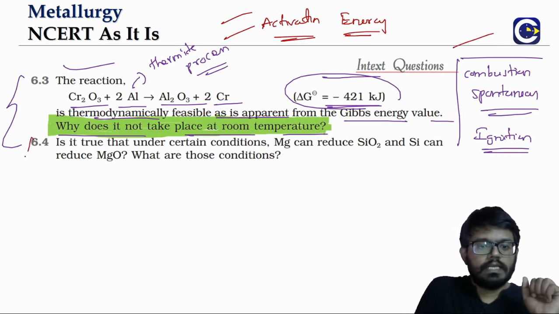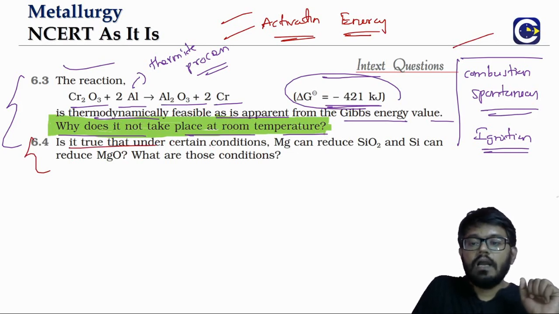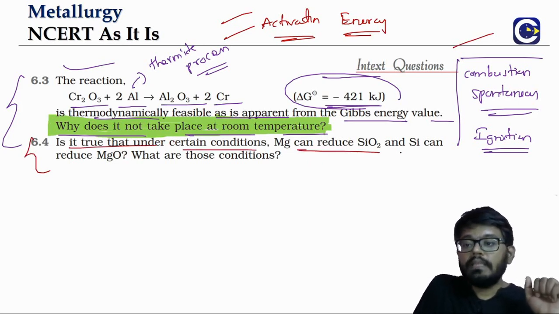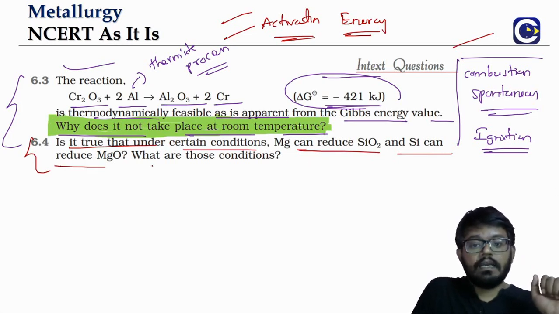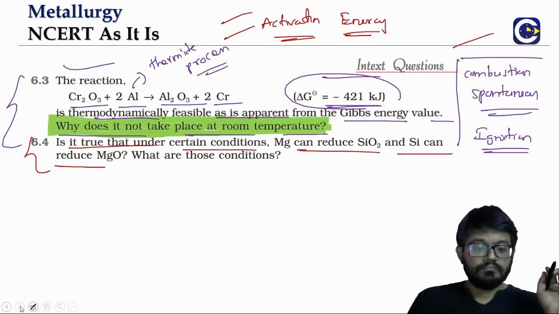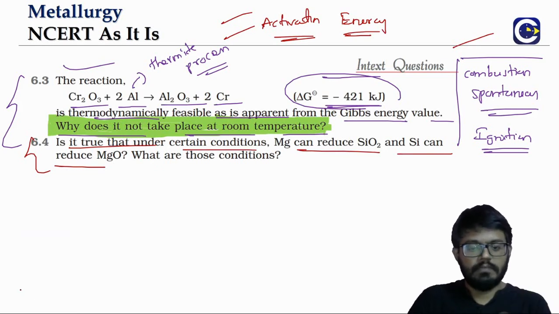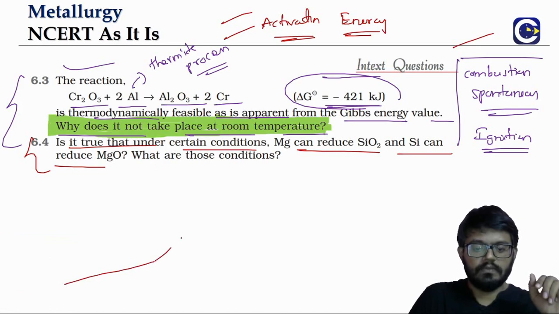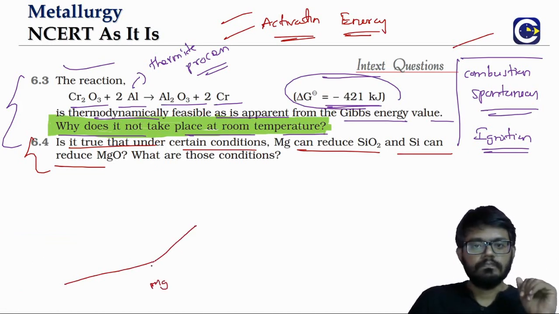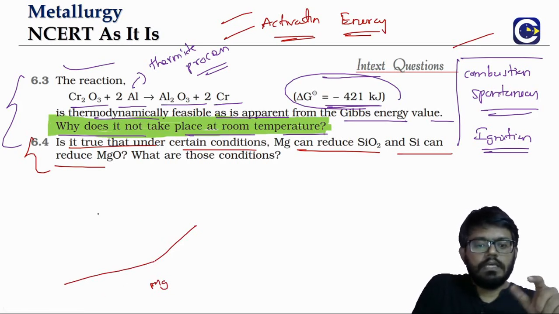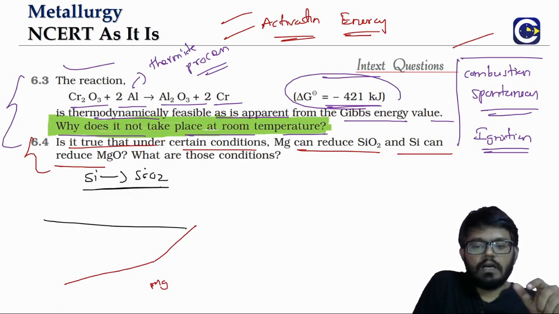Okay. Look at the next one, 6.4. Is it true that under certain conditions, magnesium can reduce SiO2 and Si can reduce magnesium oxide? See, we know based on the Ellingham diagram, the magnesium curve actually is the one that is very low. The SiO2 curve will have a crossover. Okay, so it will have a crossover.